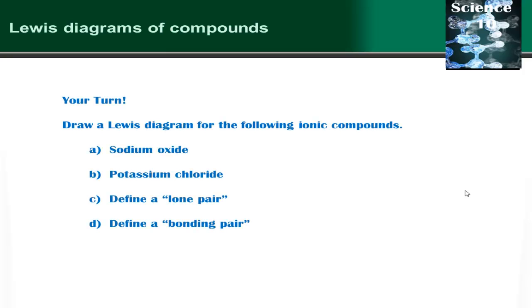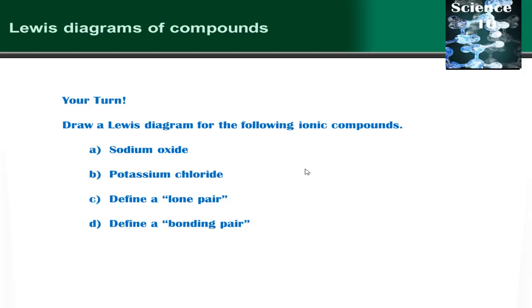Your turn. Yes, you get to draw a Lewis diagram for sodium oxide, potassium chloride. You get to define a lone pair, and you get to define a bonding pair. Okay, I'm feeling sorry for you. Okay, potassium chloride. Maybe I'll leave a couple of these for you.